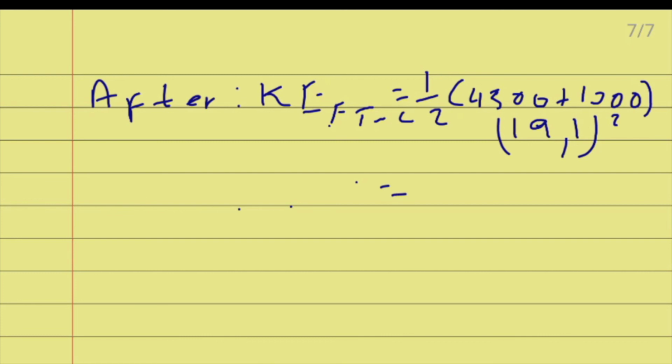So 4.5 plus 1,000, which is 5.5. And then 19.1 squared, which is 364.81, times the mass, which is 5,500, and then you times it by a half.